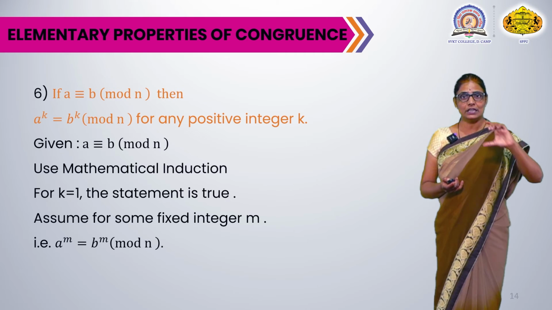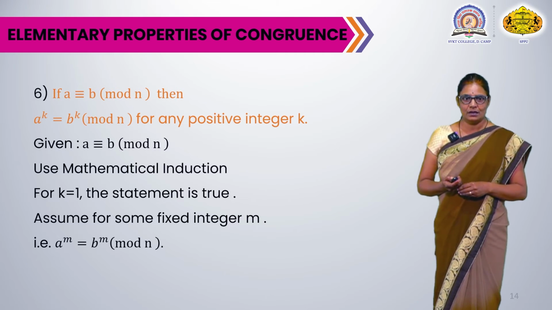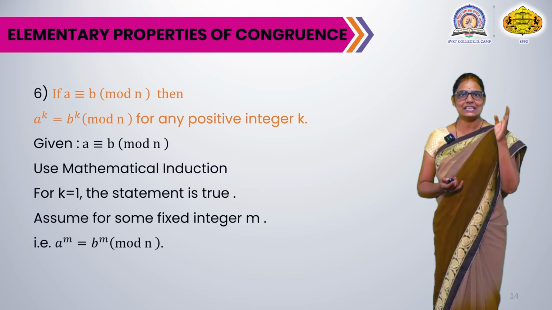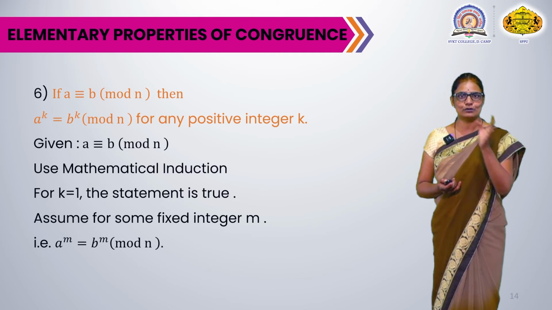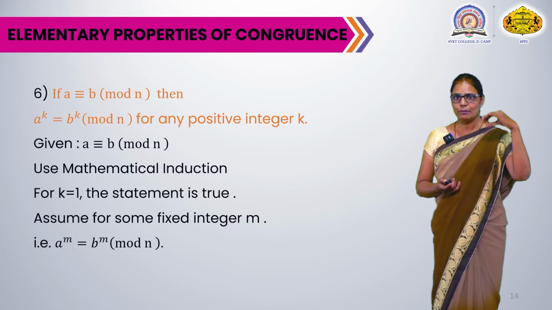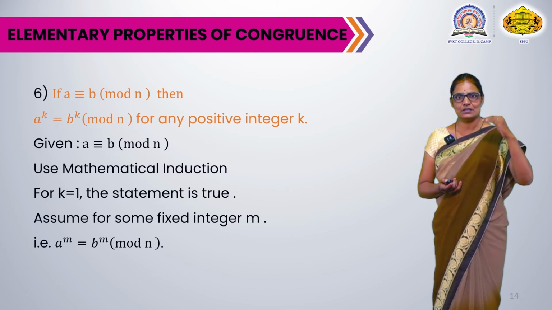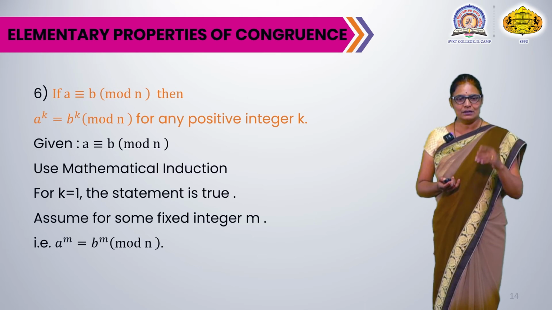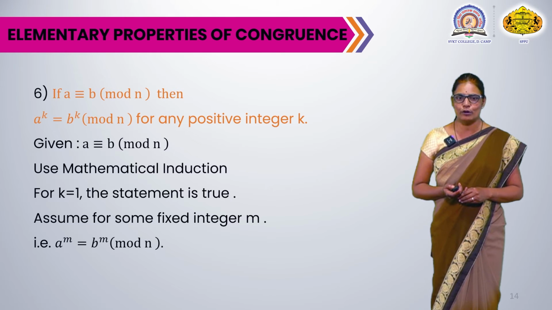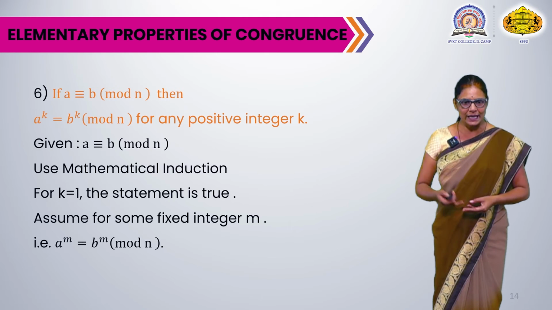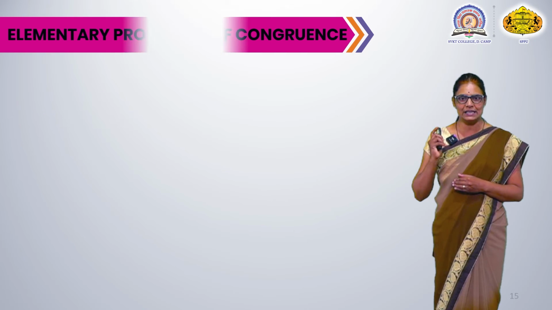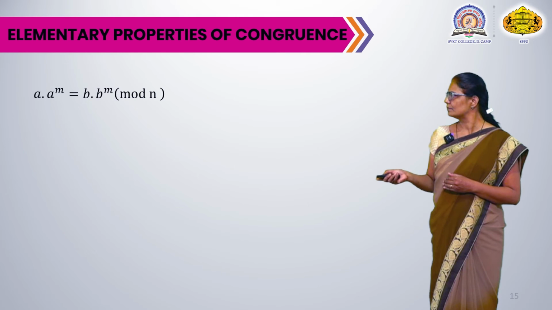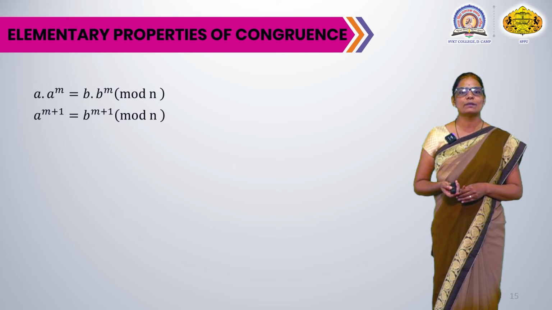Now, if you multiply both congruences by using the previous property we already studied: a is congruent to b modulo n, c is congruent to d modulo n, then we can multiply these two congruences, that is ac is congruent to bd modulo n. So use that property here. The first is a is congruent to b modulo n, and the induction hypothesis is a raised to m is congruent to b raised to m modulo n. If you multiply these two, we get a raised to m plus 1 is congruent to b raised to m plus 1 modulo n.